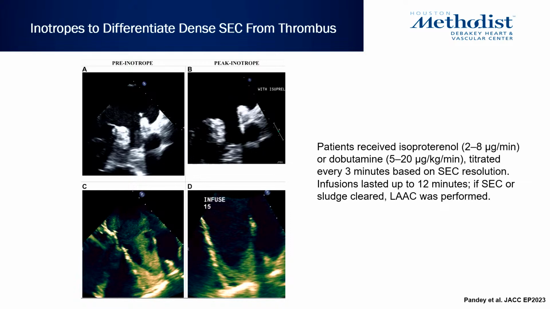What they used is isoproterenol or dobutamine, titrated every 3 minutes based on the resolution of the smoke, and then those infusions lasted up to 12 minutes. And if the spontaneous echo contrast or sludge cleared, then left atrial appendage occlusion was performed. So again, this is a unique way to differentiate if you have a clot, sludge, or spontaneous echo contrast.